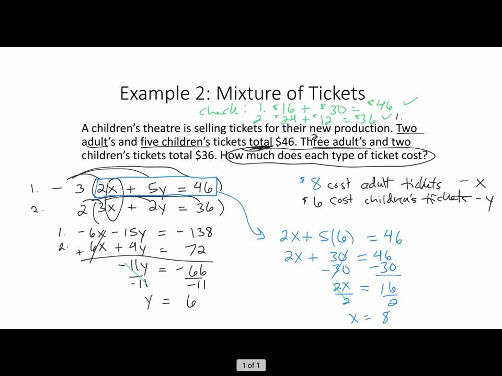So then we just need to answer the question, how much does each type of ticket cost? Well, $8 for adults, $6 for children.